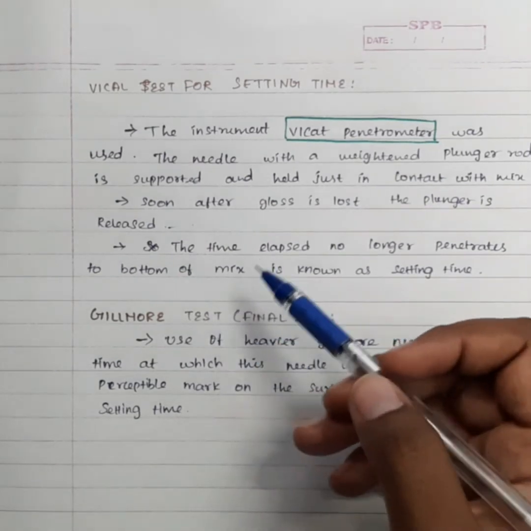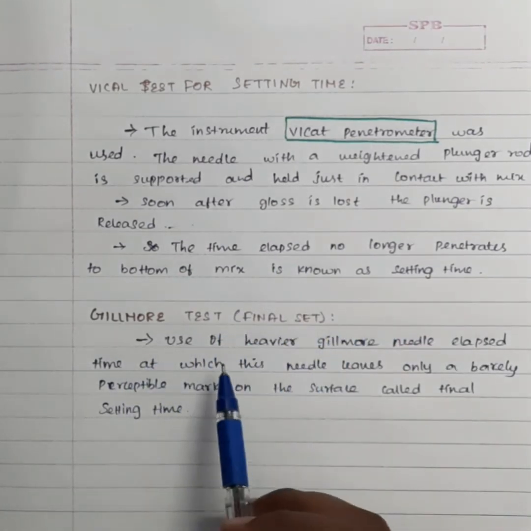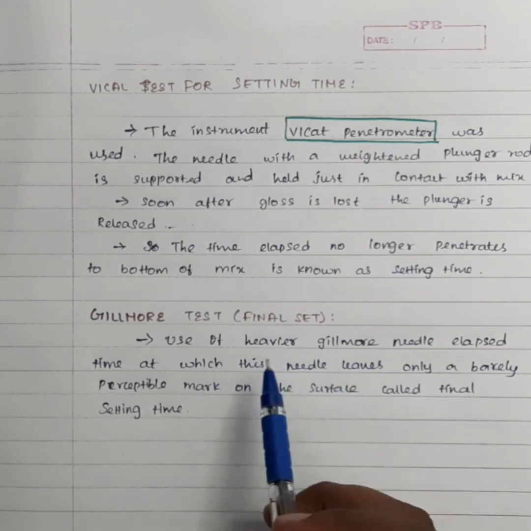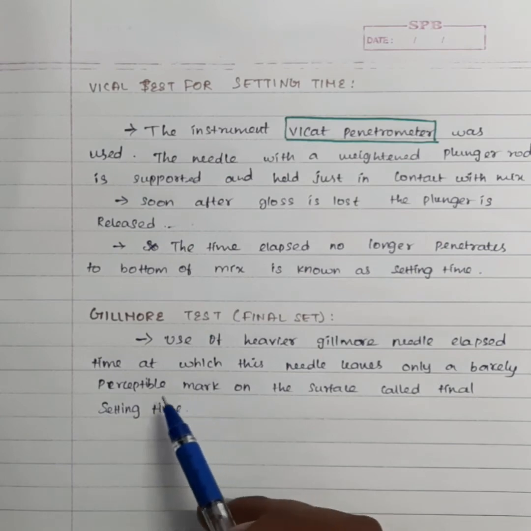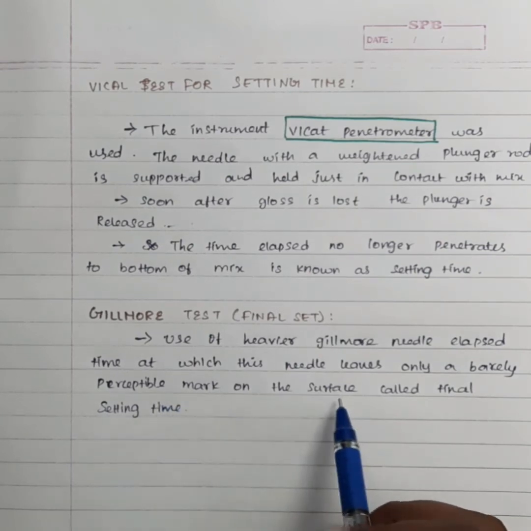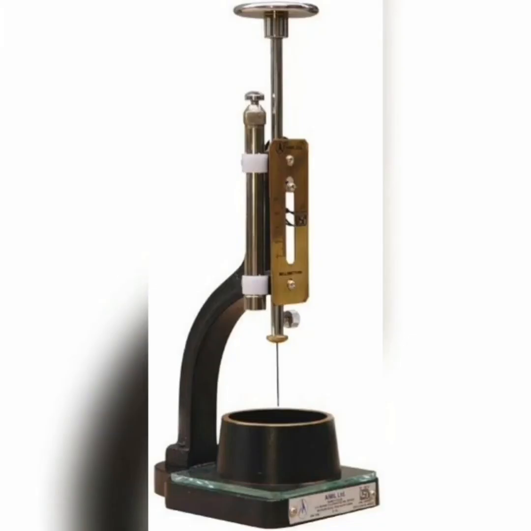Next is the Gilmore test, that is for final set. A heavier Gilmore needle is used, and the elapsed time at which this needle leaves only a barely perceptible mark on the surface is called the final setting time.